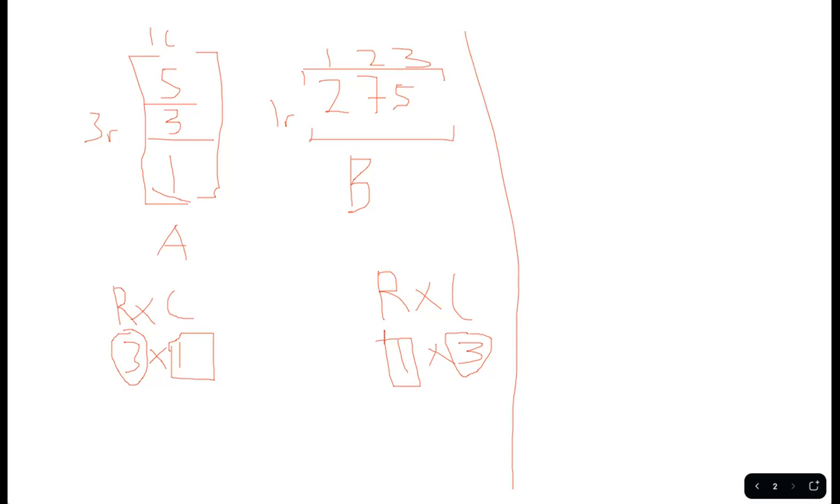Okay. So basically, the criteria is that the column of matrix A should always be equal to the row of matrix B. Let's take an example and then solve.